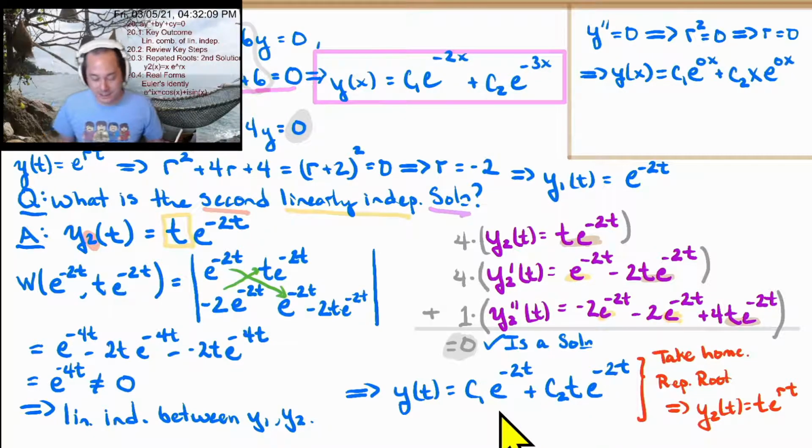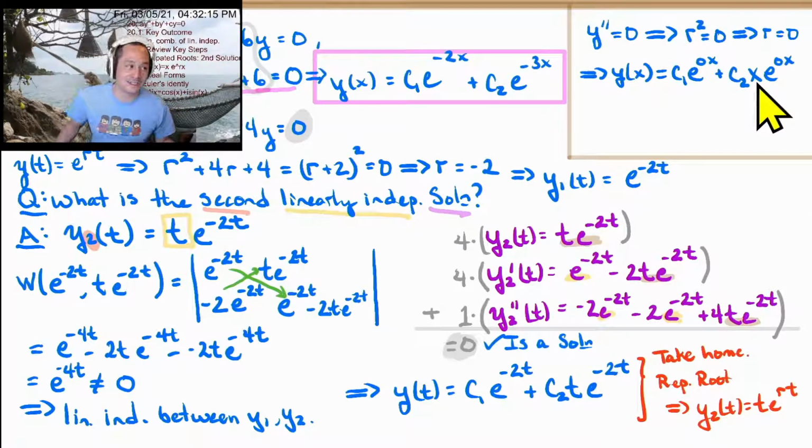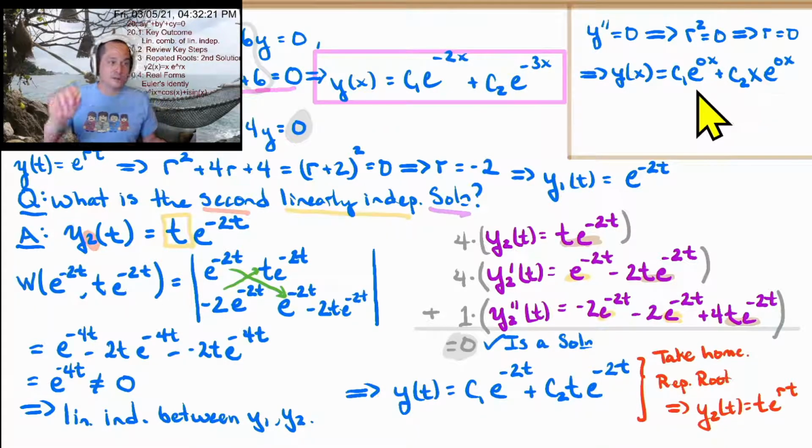Yeah, it's coming in on chat. x e to the 0x. Right, because the x multiplier makes the second solution linearly independent from the first solution. But here's the thing. What are all those e to the zeros? Those e to the zeros are the number 1, right? So really the solution is c1 plus c2 x.